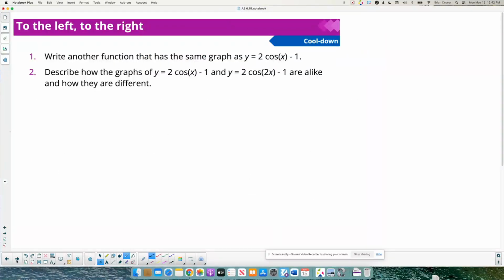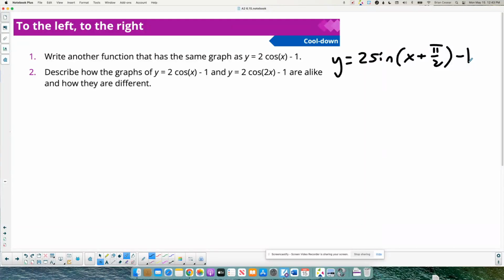Okay, last thing. Write another function that has the same graph of y equals 2 cosine x minus 1. So I could probably take my sine graph and shift it left pi over 2. So if I keep everything the same, y equals 2 sine of x plus pi over 2 minus 1.